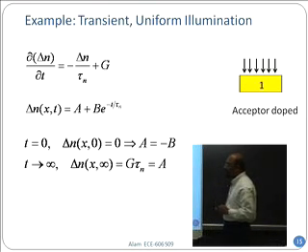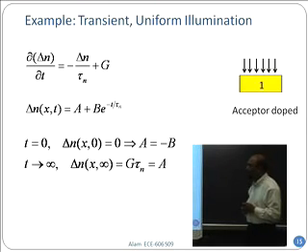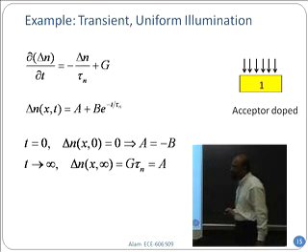What will happen at t equals infinity, after I have shined the light for a long period of time? You can see that it will reach a constant. And what is the value of the constant? It is simply a. That is the value of that constant.